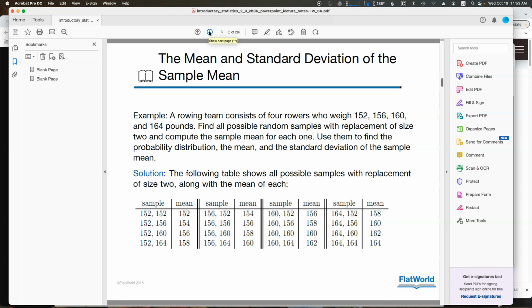So let's start out with an example just to make things a little bit clearer. Let's say we've got 4 rowers that weigh 152, 156, 160, and 164 pounds. We want to find all the possible random samples of 2 within that. We have a set of 4, and you could write it out yourself, but there are 16 possible different samples that could be drawn of a grouping of 2 from this set of 4 weights.